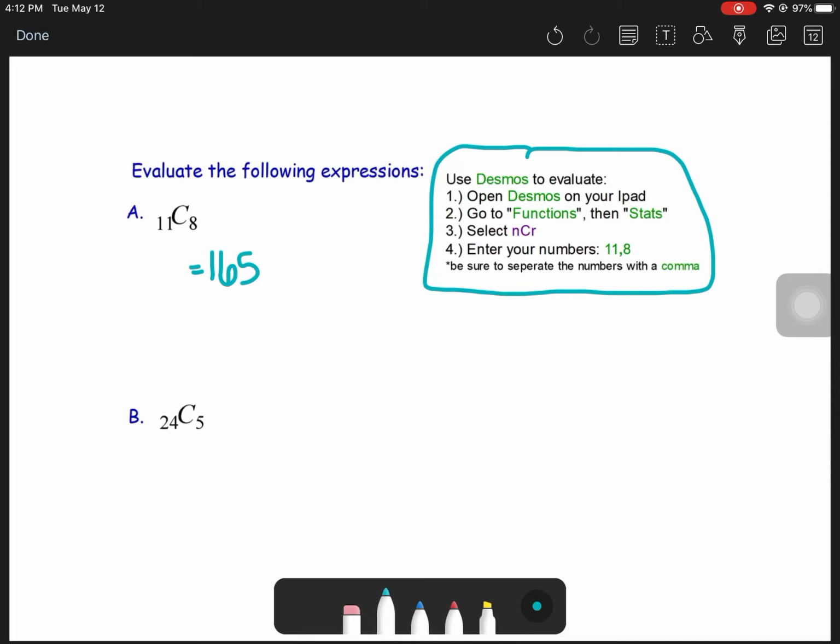Same thing with 24, pick 5. We had a huge number with permutations, but because order doesn't matter, this time it will be 42,504.